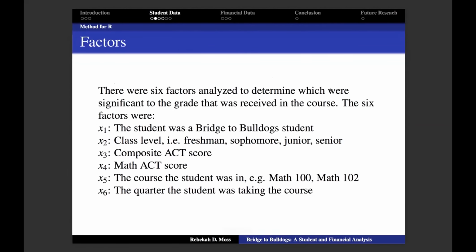We looked at 6 factors to determine which were significant to the overall grade that was received in the course. And the 6 factors were: the student was a Bridge to Bulldogs student, the class level, the composite ACT score, the math ACT score, the course the student was in, and the quarter the student was taking the course. And in order for a factor to be considered significant, the p-value had to be less than or equal to 0.05.